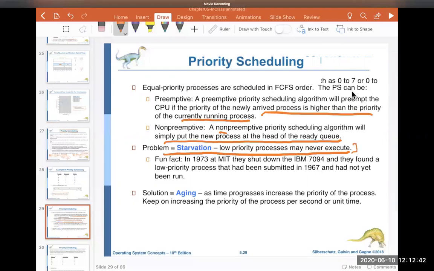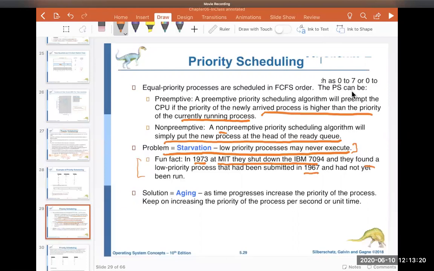There is a fun fact that in 1973 at MIT, they shut down their computer and found that a low priority process that had been submitted in 1967 had not yet been run because of this priority scheduling. That particular process never got enough priority to actually get executed. It was lying there for so many years and still not executed. The solution to this problem is aging.